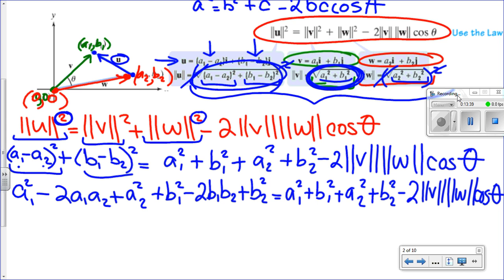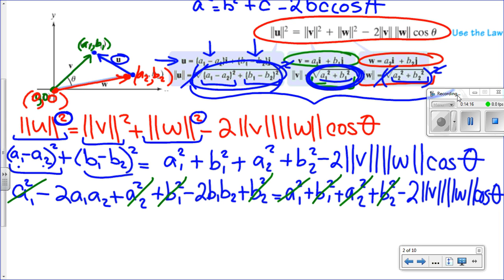Now what I'm going to do is cancel things that appear on both sides, on the left and the right. The idea is that if I subtract a sub 1 squared here and also here, I'll be able to cancel them, right? So as long as you have them on both sides, you could do that. We see that we have a sub 1 squared, we also have a sub 2 squared on both sides, we also have b sub 1 squared on both sides, and finally, we have b sub 2 squared on both sides. And that's it. That's all we can cancel.